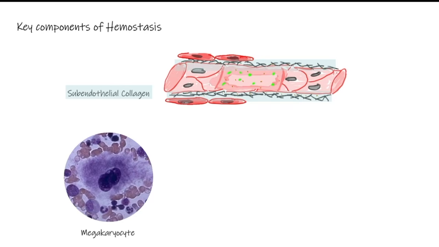Also involved in hemostasis are going to be substances called platelets. And platelets originate from what we call megakaryocytes. So this is what a megakaryocyte looks like within the bone marrow. Platelets are fragments of the megakaryocyte cytoplasm that leave the bone marrow and begin circulating in the blood.